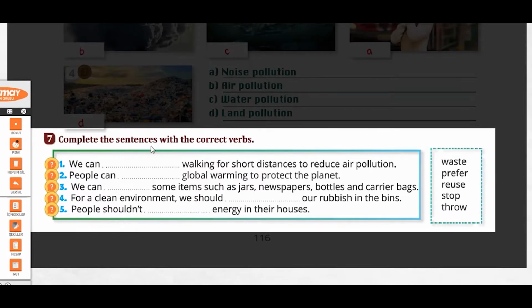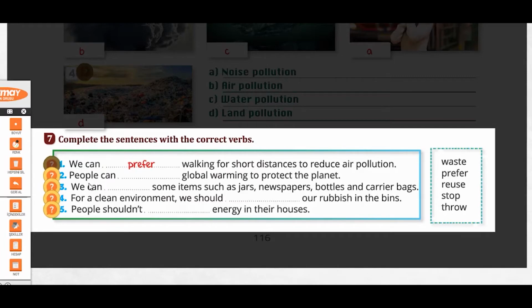Complete the sentences with the correct verbs. We have waste, prefer, reuse, stop, and throw. We can walking for short distances to reduce air pollution. Which one? What do you think? Okay, we can prefer walking.